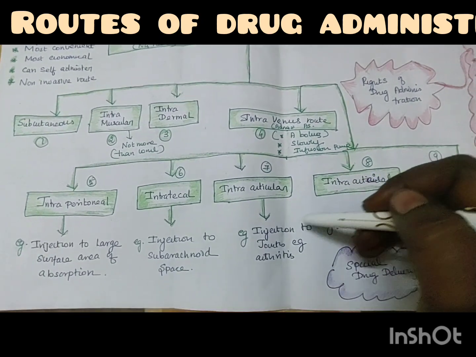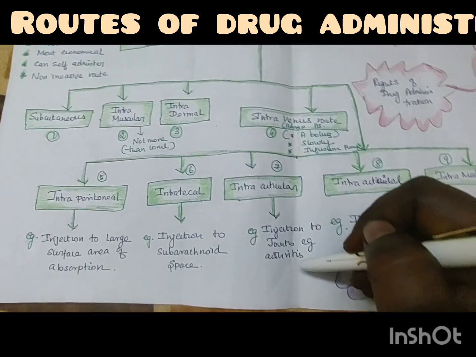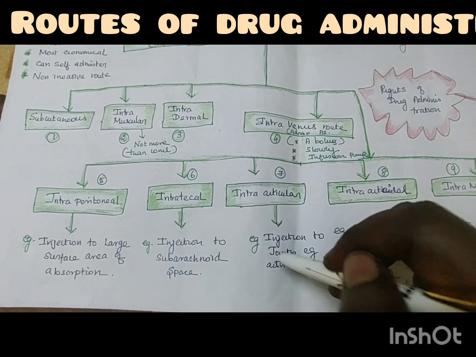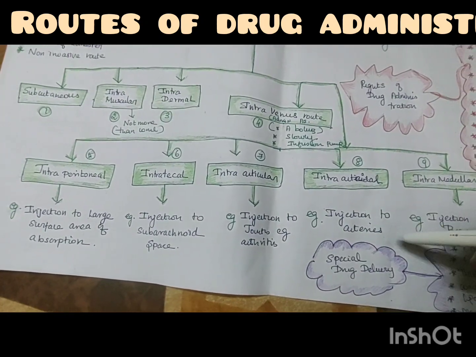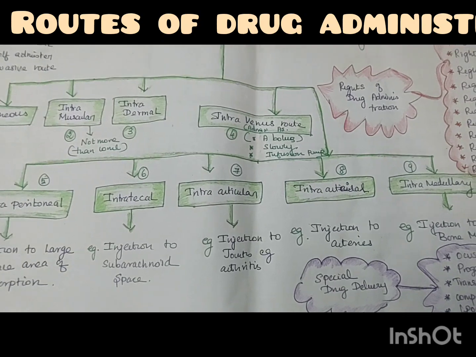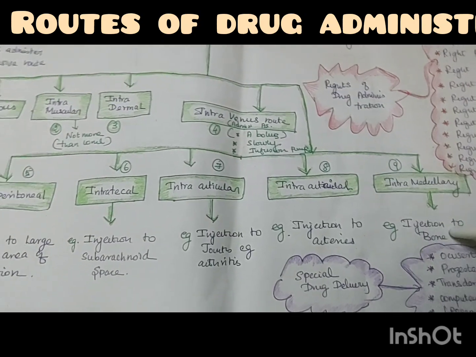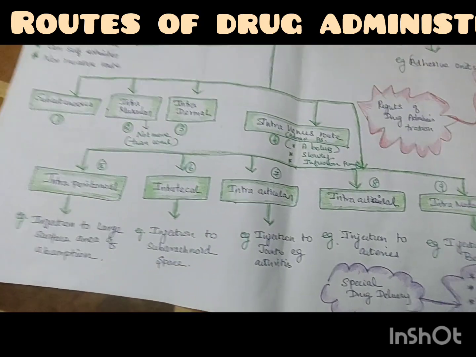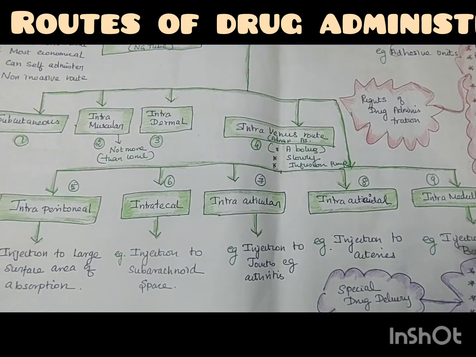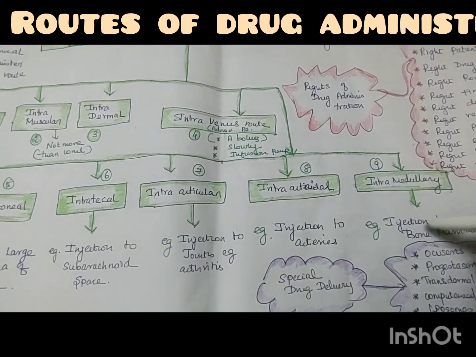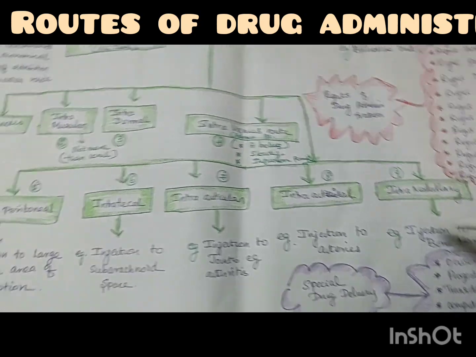And intra-articular, an injection into the joints, mainly given for arthritis patients. And intra-arterial, an injection given into the arteries. Intramedullary, it is an injection into the bone marrow, especially for bone cancer and severe, intolerable pain. An injection is given directly into the bones. So that is called intramedullary.